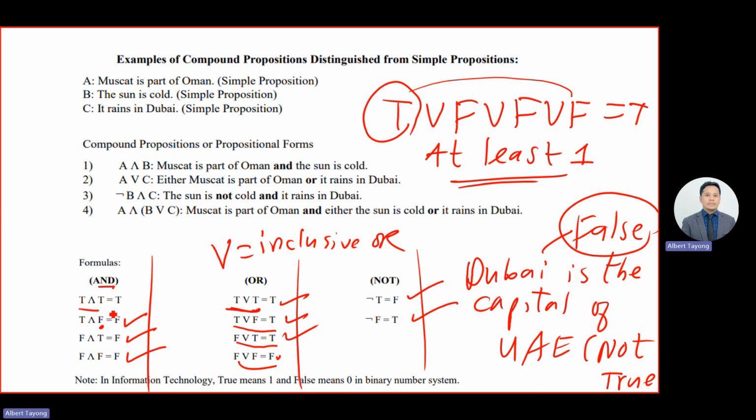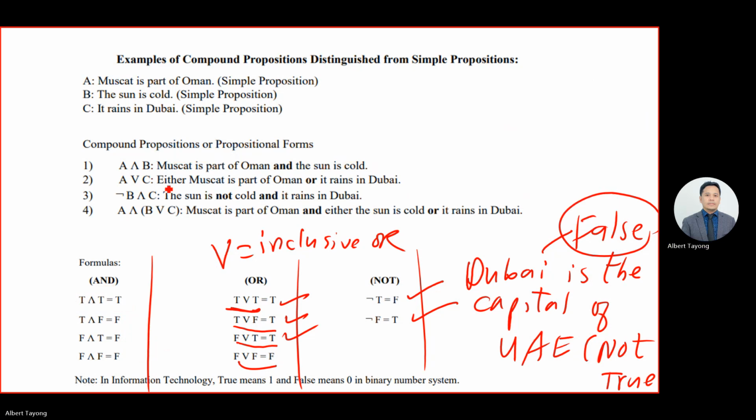Here is the opposite. If there exists a false, automatically it's going to be false. So there is only one true there, that is true and true. For example, the first statement, Muscat is part of Oman, is true. And the sun is cold is false. So the whole statement is going to be wrong. So number one is actually false because not both are true. The sun is cold is false.